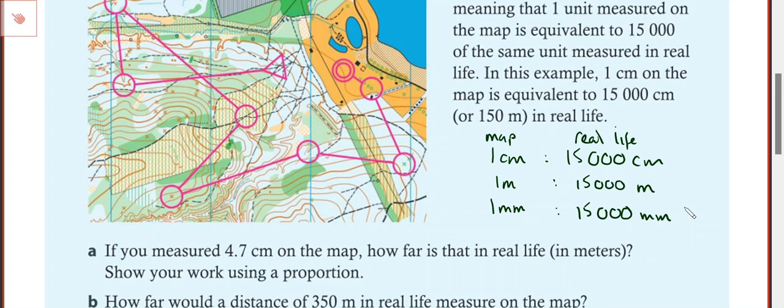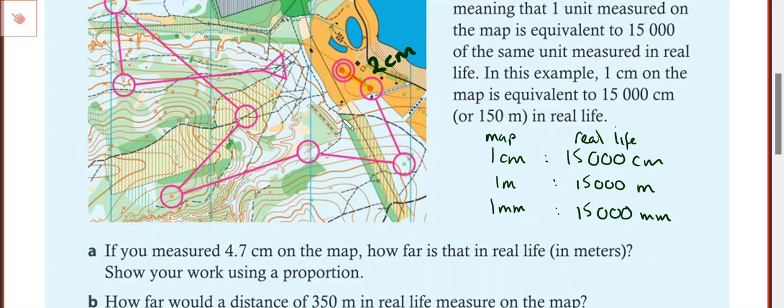So, for instance, if I take this distance here, this one here, look. Let's just say that on my map I get my ruler out and I measure that being 2 centimetres on the map. How much in real life is it?